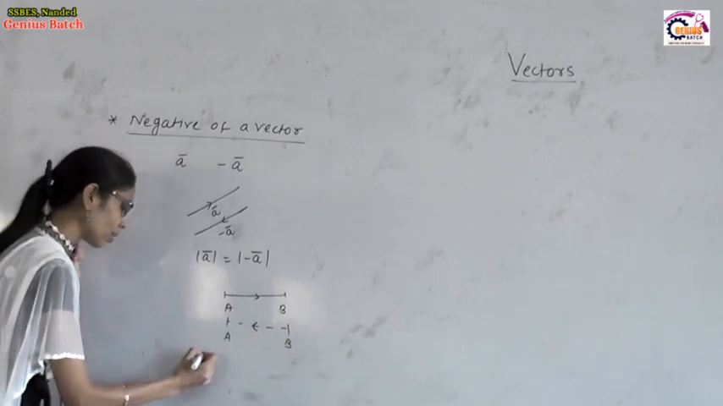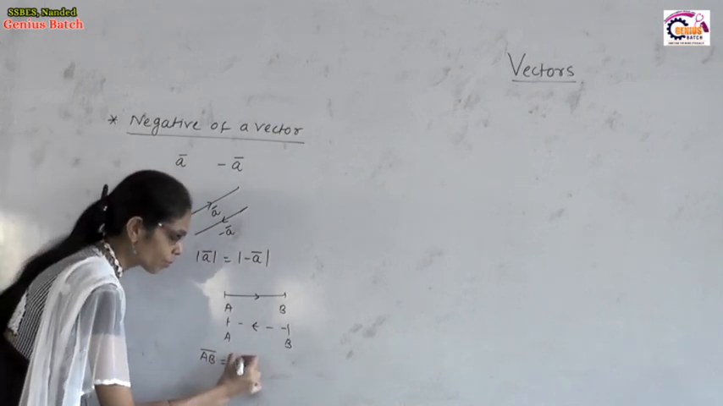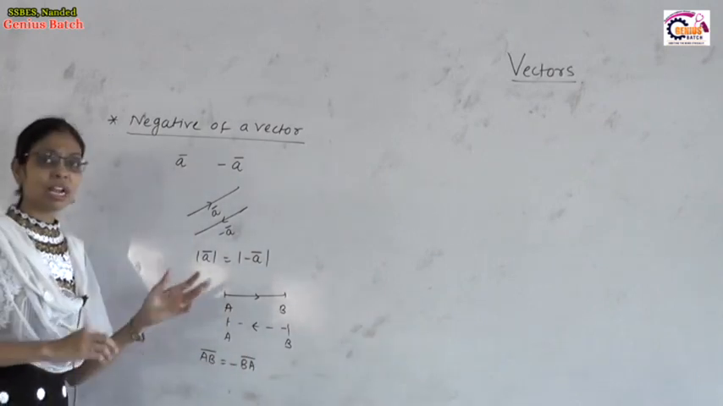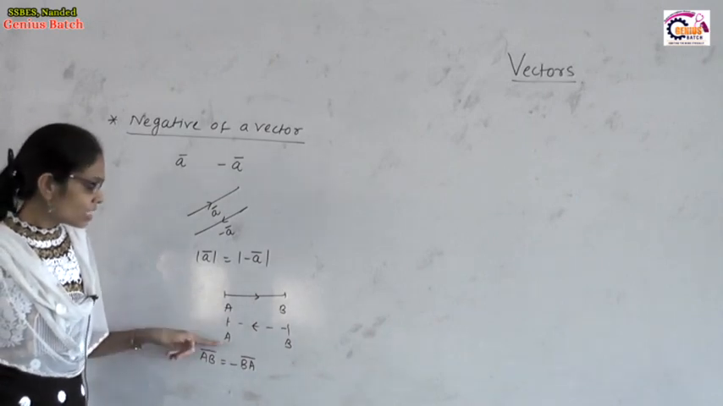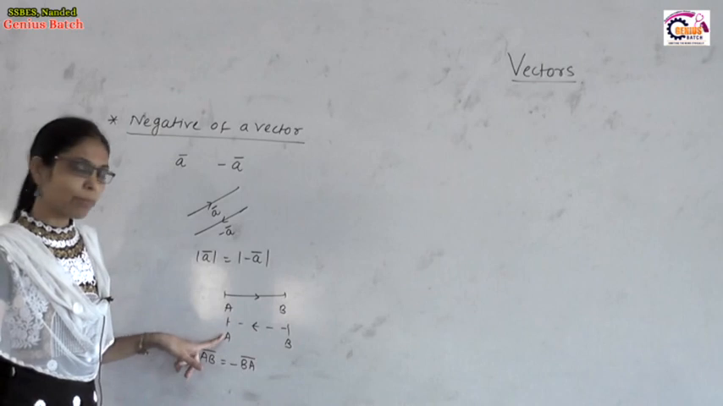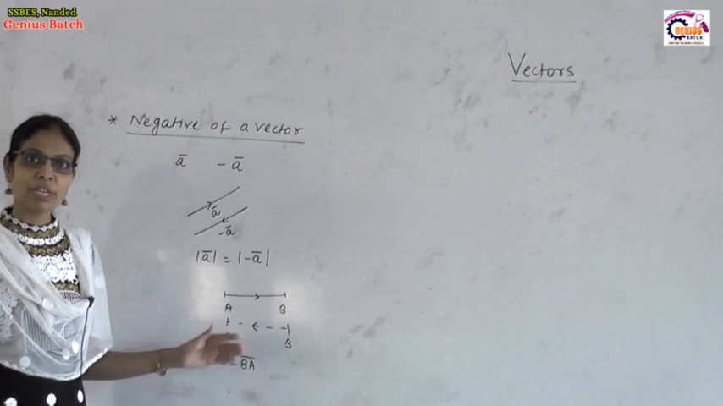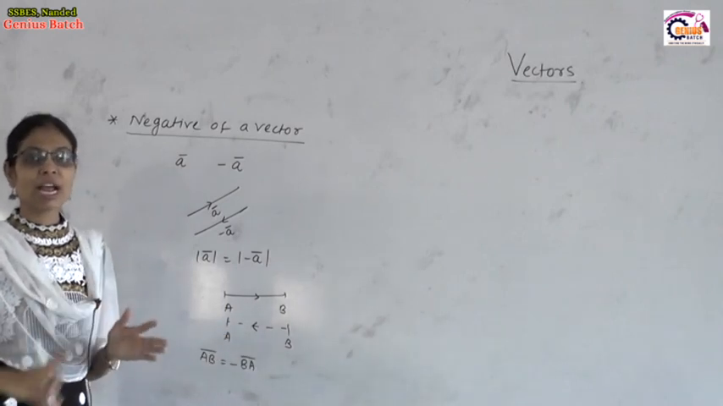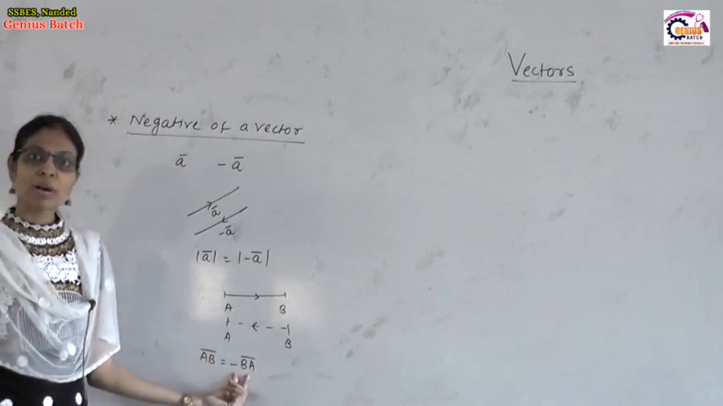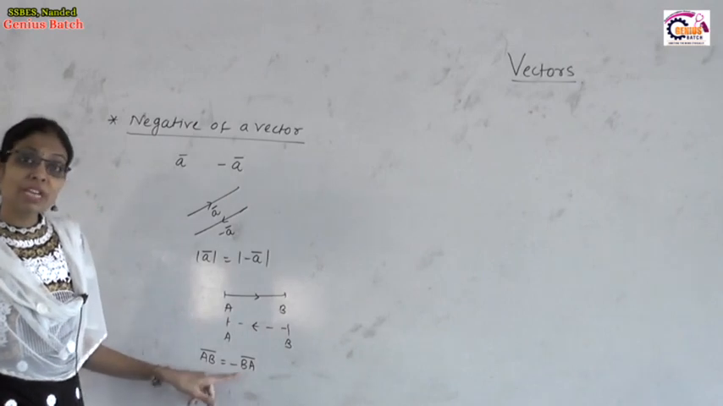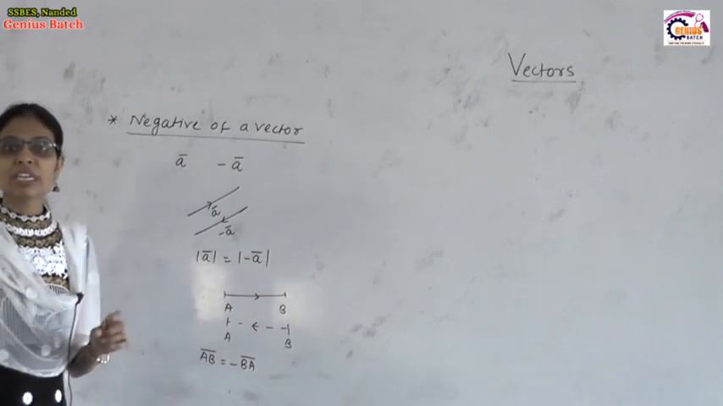So you can write vector AB is equal to minus vector BA. Their terminal and initial points are exchanged. The initial point of vector AB is the terminal point of vector BA. The terminal point of vector AB is the initial point of vector BA. So there is an exchange of initial and terminal points. So you can write vector AB is equal to minus vector BA, so minus vector BA can be written as vector AB. So this is the negative of a vector.